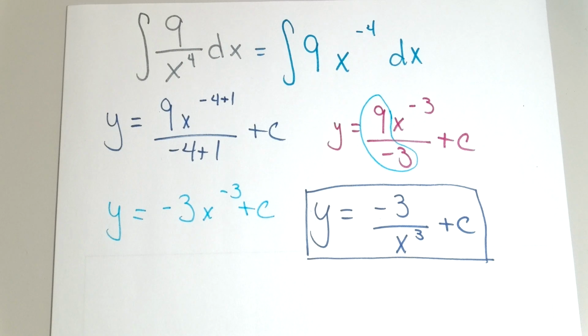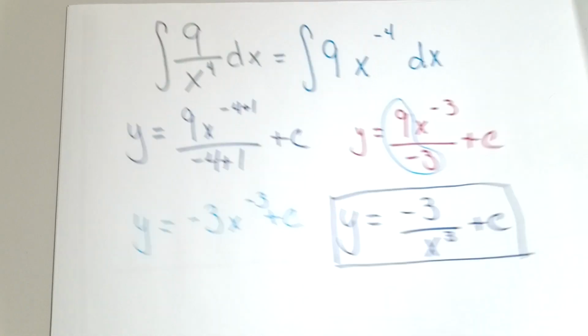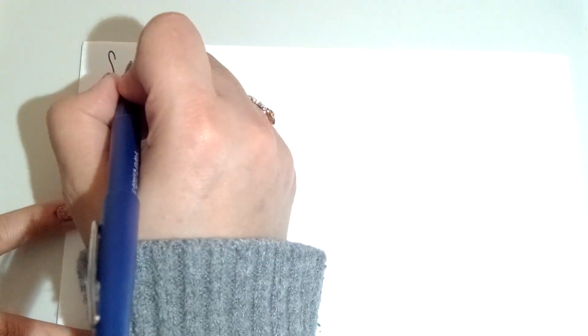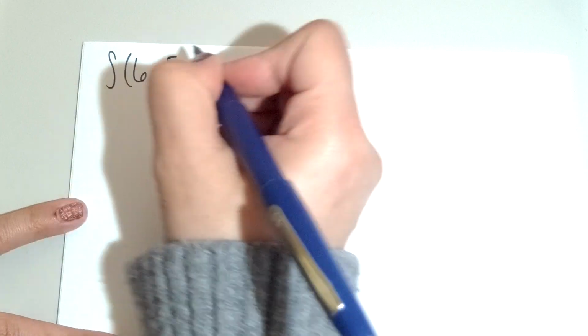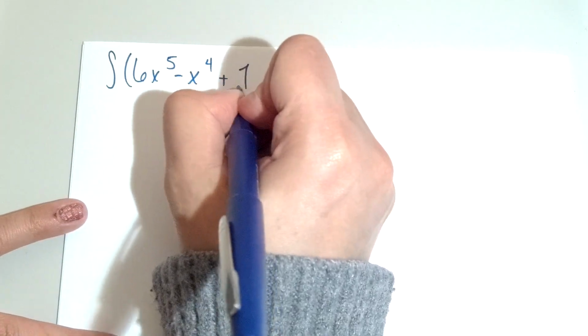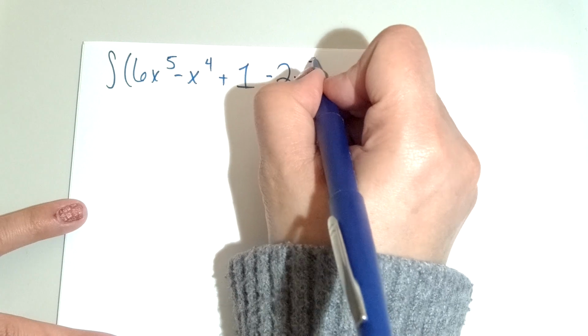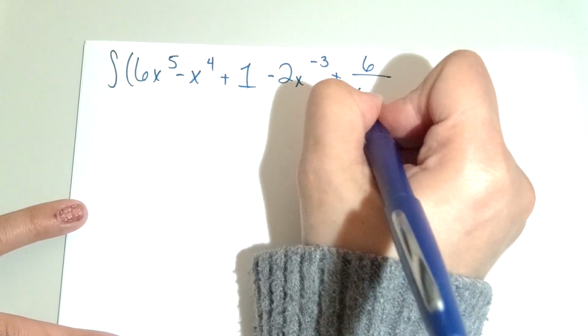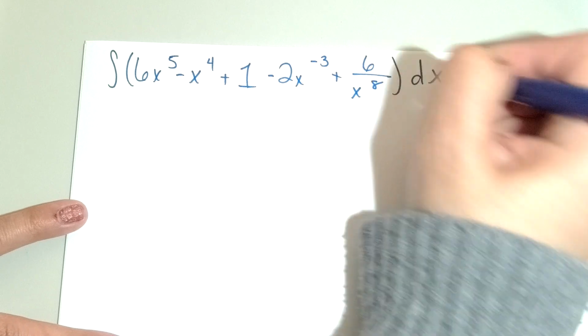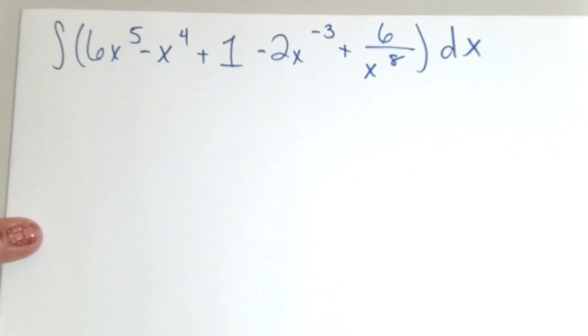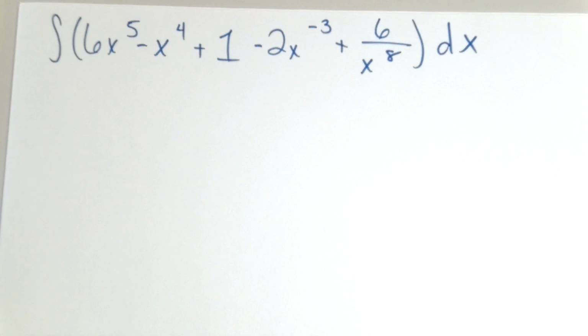Okay. Then for sake of time, I'm going to get to number 4 because it's the most complicated one. It just involves all the things that we've done so far. Are we done writing this down? Okay. Number 4 is the integral of 6x to the 5th, x to the 4th, 1, -2x to -3, plus 6 over x to the 8th, dx. That's it, right? Okay. Walter, what do you want?